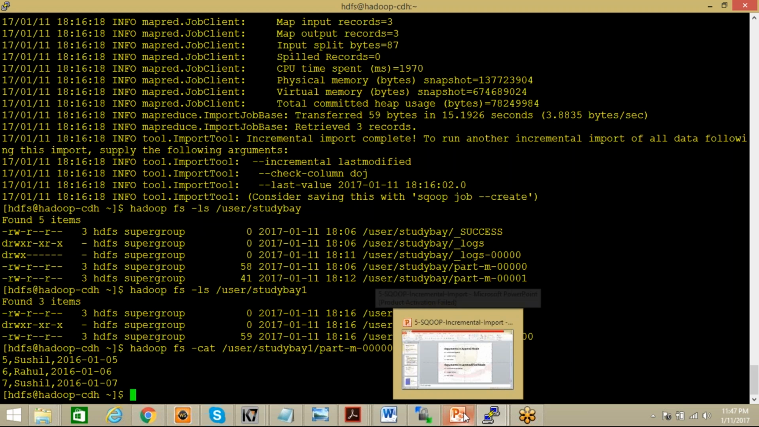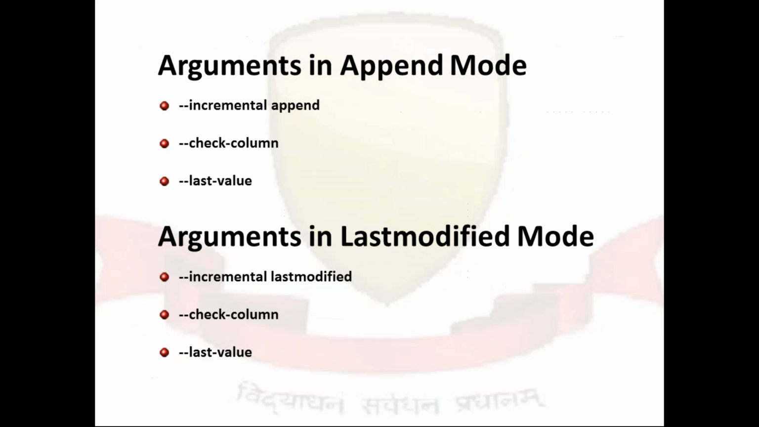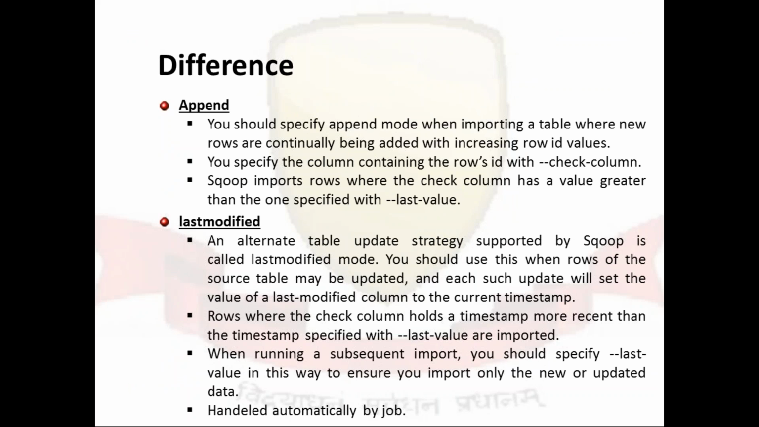Now, you know very well that these are the 2 modes. First one is your append mode, in which the check column should be some column where you have a primary key or a non-repeatable key, something like that. Last modified you can use when you have a timestamp or date time kind of column. Now, let me tell you the difference.